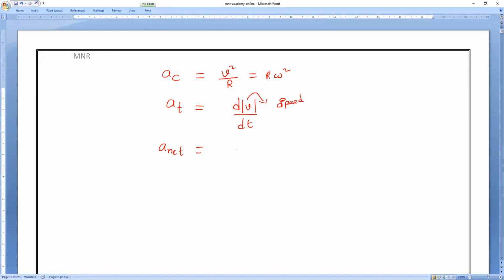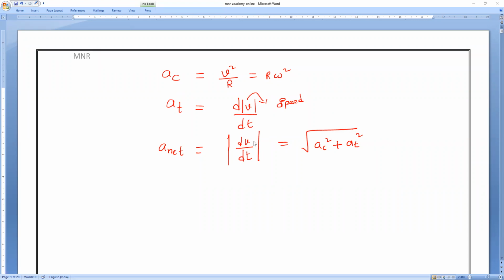So net acceleration, what is the formula? It is the root over of the square of centripetal acceleration plus the square of tangential acceleration. So we have solved some numericals also related to that. Am I correct, everybody? Yes.